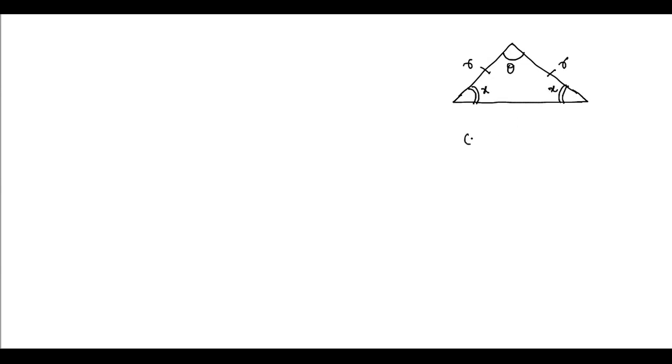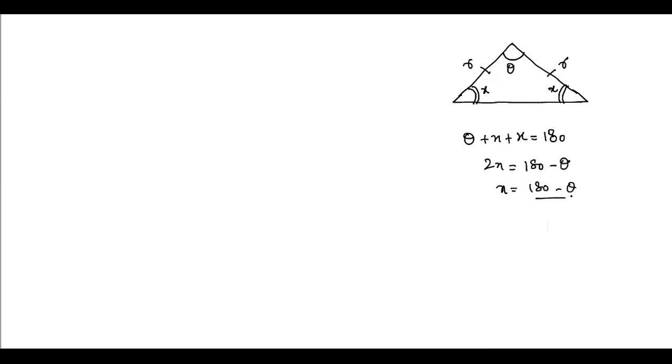So theta plus 2x is equal to 180. Okay, so you can write here that 2x is equal to 180 minus theta, then x will be equivalent to (180 minus theta) divided by 2.